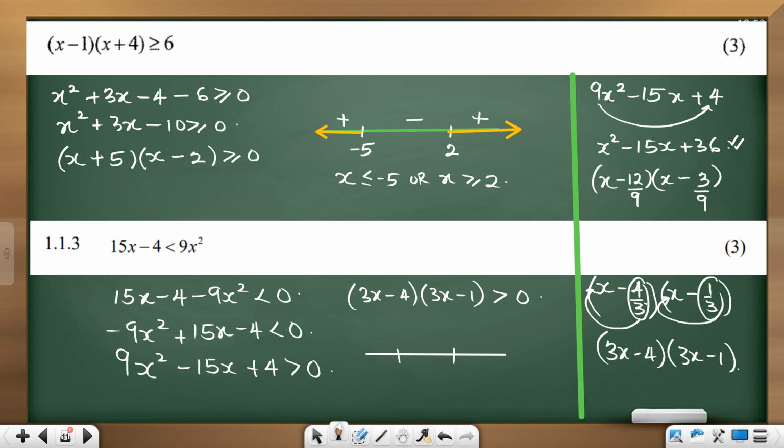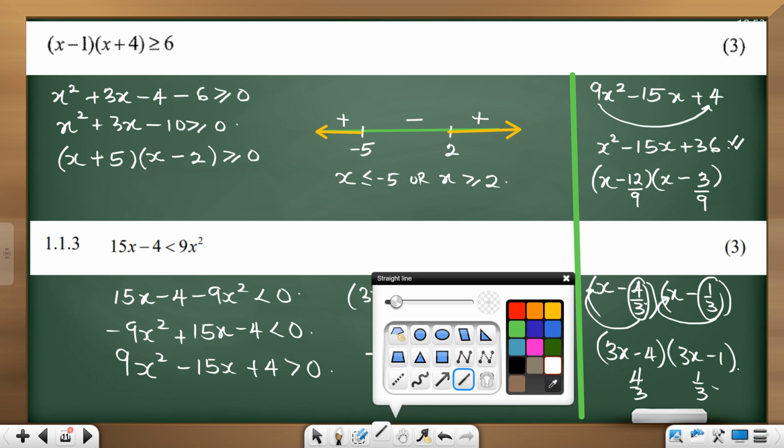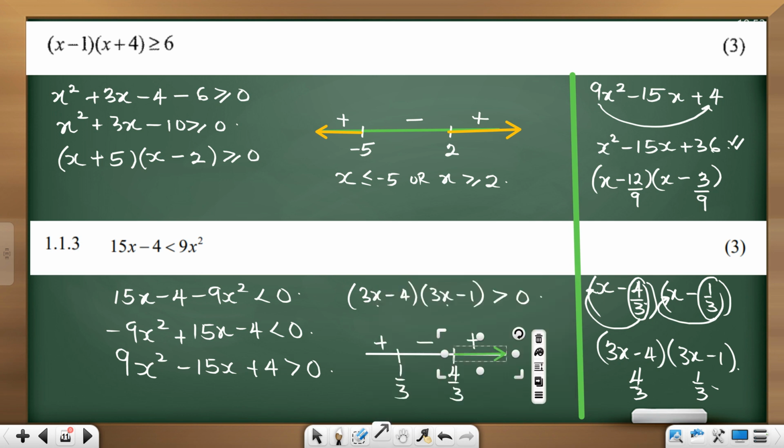It's always good to learn one or two more tricks. So here I have 4 over 3 and I have 1 over 3. Which one is bigger? 4 over 3 definitely. So 4 over 3 comes to the right, 1 over 3 to the left. Remember, I'm starting with x's, so already it's standard for me. And I'm looking for things that are positive. So positive there, positive there. What's my answer? X is greater than 4 over 3, or x is less than 1 over 3.